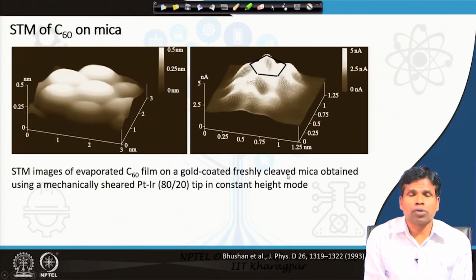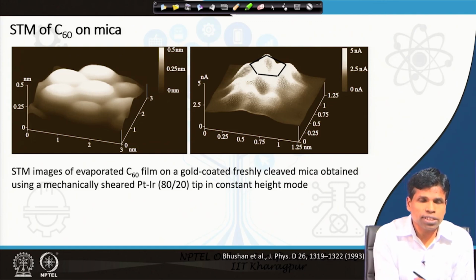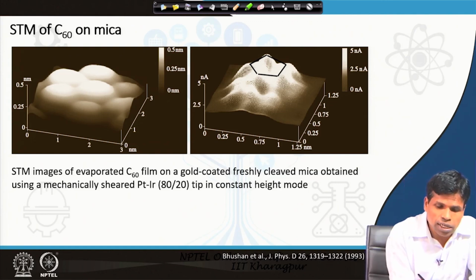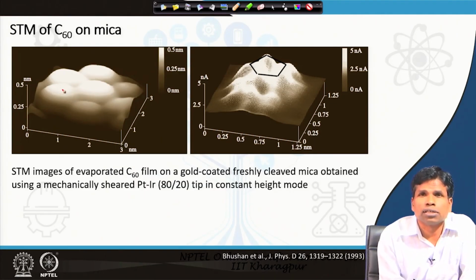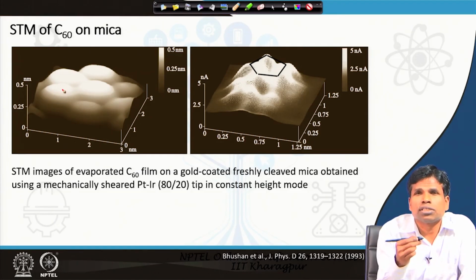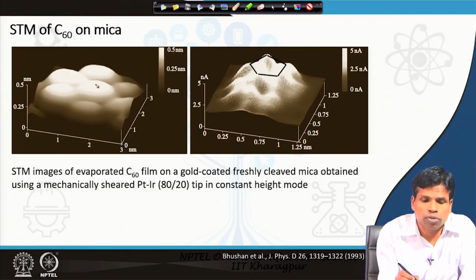Here is an example of C60 fullerene on mica. On the left side, what you see is a constant height mode measurement. In the constant height mode, at the top of this fullerene molecule, which is a sphere type of molecule, you see very bright features. Bright means it is measuring a higher tunneling current, and therefore you see more brightness.